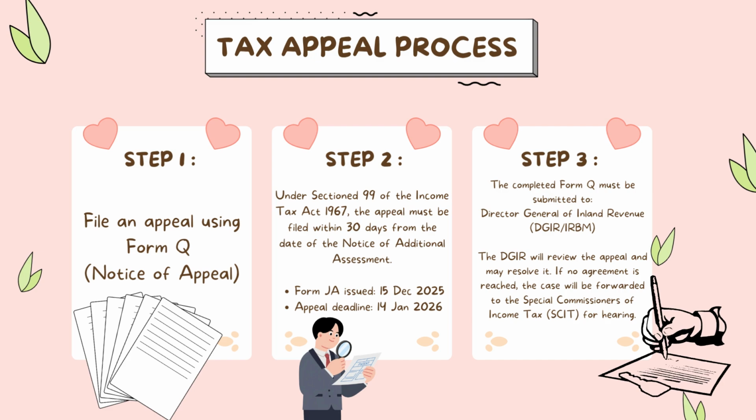Step 3. The completed Form Q must be submitted to the Director General of Inland Revenue, DGIR or IRBM. The DGIR will review the appeal and may resolve it. If no agreement is reached, the case will be forwarded to the Special Commissioners of Income Tax, SCIT, for hearing.